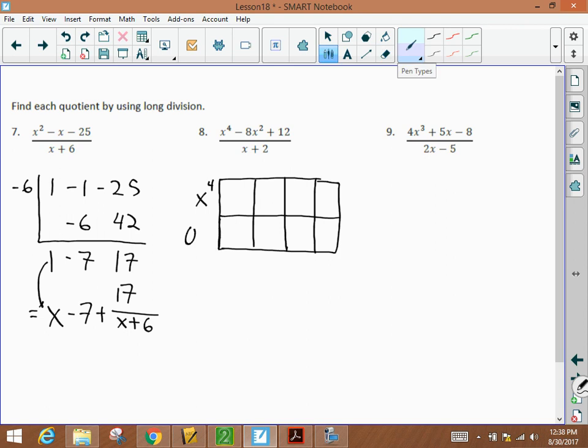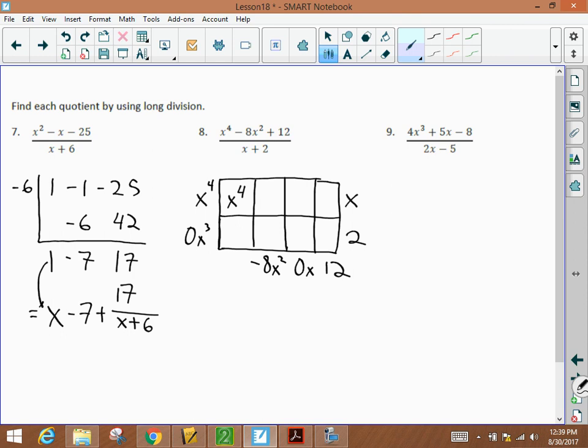Well, here we go. I got a 0x cubed. And then I have a negative 8x squared. And then a 0x. And the 12, all my placeholders are in place. Anyhow, here we go. There's my x and my 2. X plus 2, right? That's my divisor. And let's get this thing rolling.